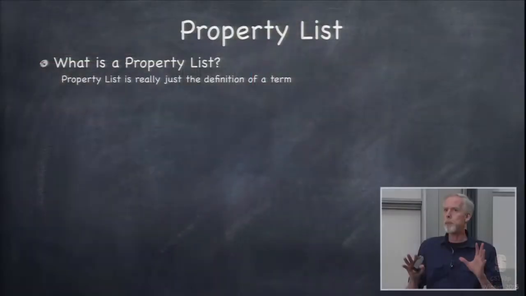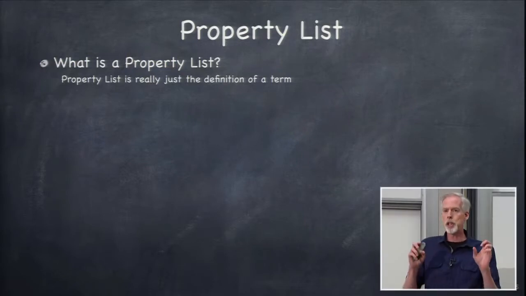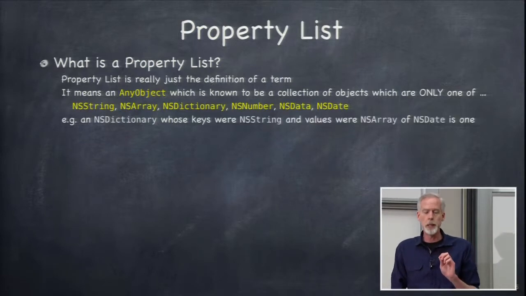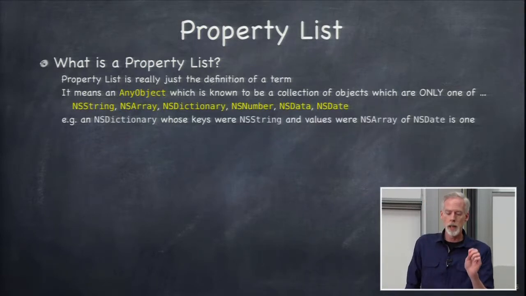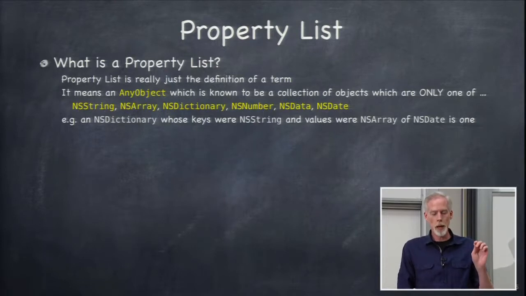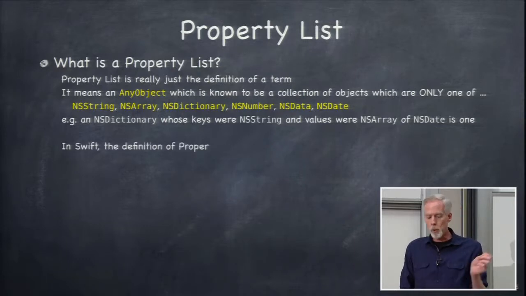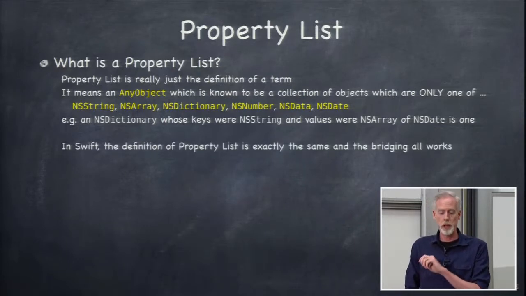All right, so we talked about AnyObject last time, and I'm going to talk about a use of AnyObject, which is called property list. Property list is not a type or anything like that. It's just a term that we use, and the definition of that term is it's an AnyObject. A property list is any object that is known to be, behind the scenes, one of those 6 classes: NSString, NSArray, NSDictionary, NSNumber, NSData, and NSDate, or bridged to with Swift, okay?